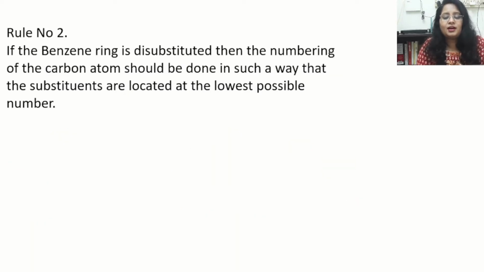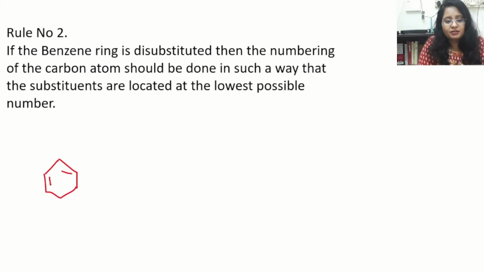Let's have another rule. In this rule, they are saying if the benzene ring is disubstituted, it means the benzene ring has 2 substituents, then the numbering of the carbon atoms should be done in such a way that the substituents are located at the lowest possible number. So let's have an example.